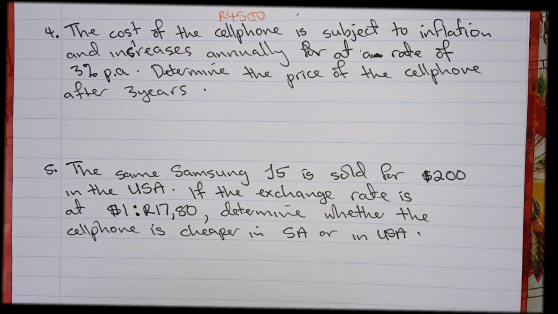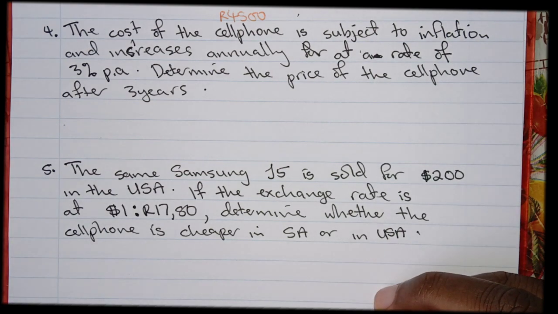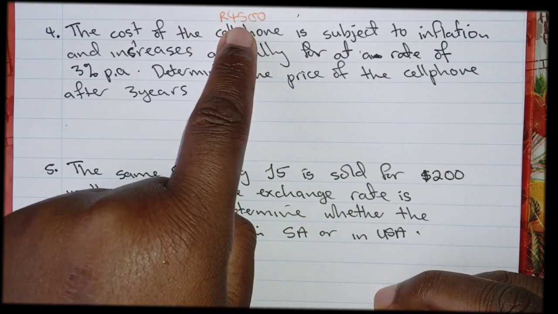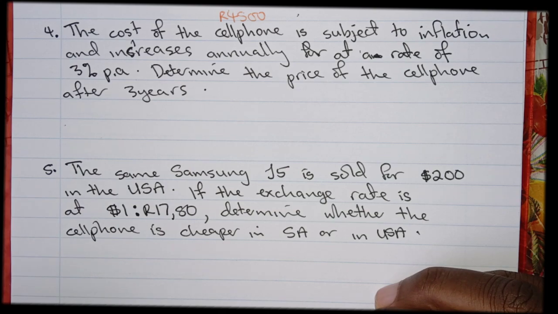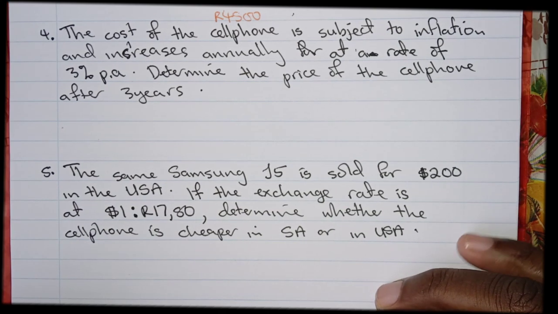How do we calculate the price of the cell phone in 3 years' time? Just remember, because of inflation, if you pay 4,500 rand today for that cell phone and come back 3 years after today, it's going to be more. The prices would have gone up, and 4,500 would have lost value so much that it will not be able to buy the same things that it was buying 3 years ago. That is inflation.